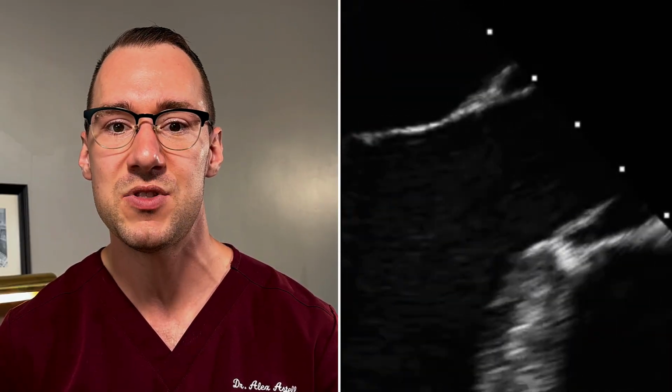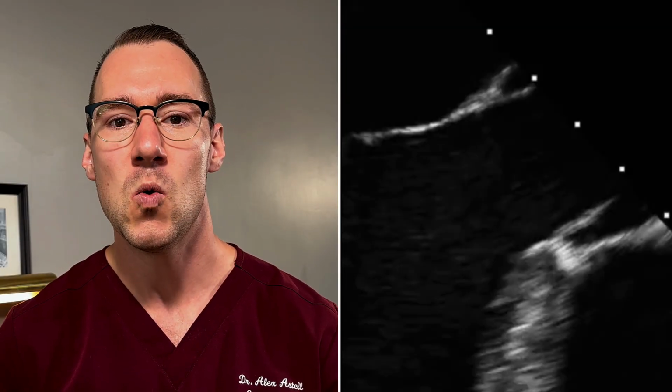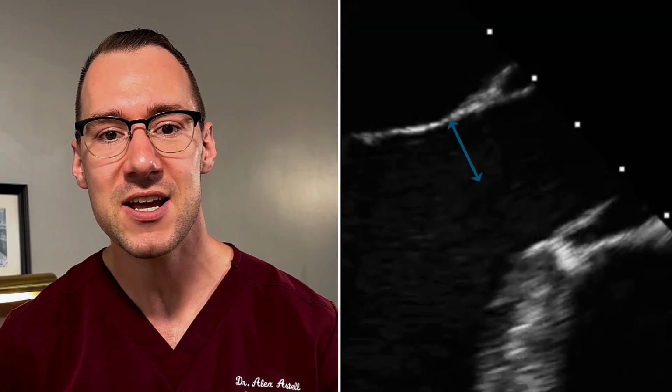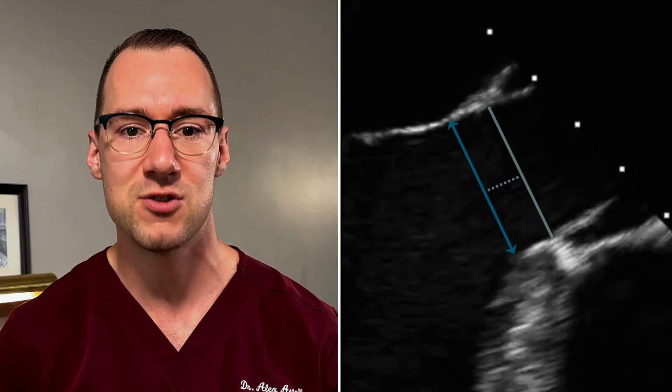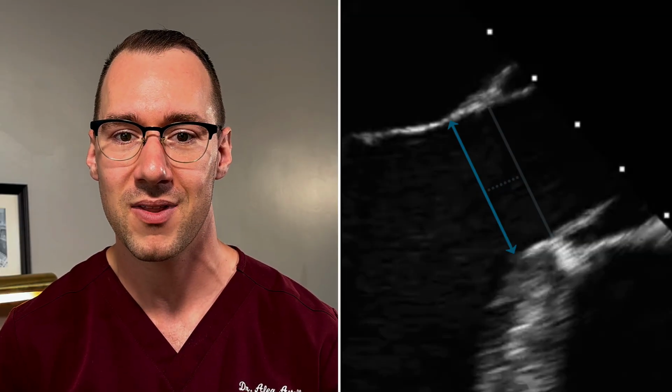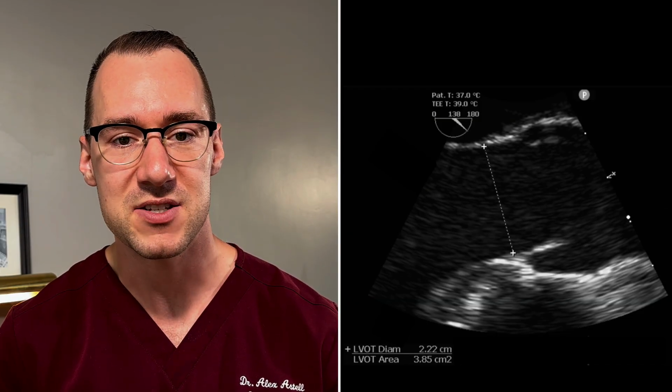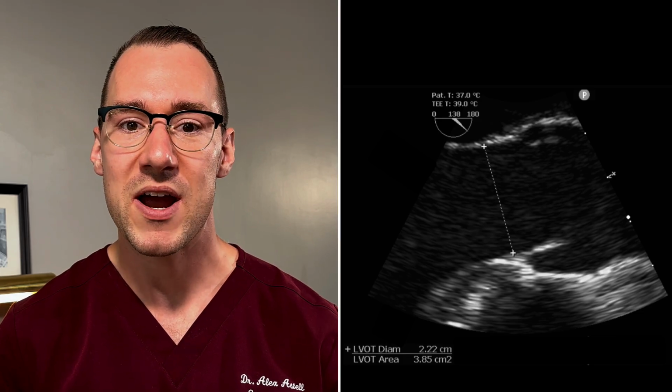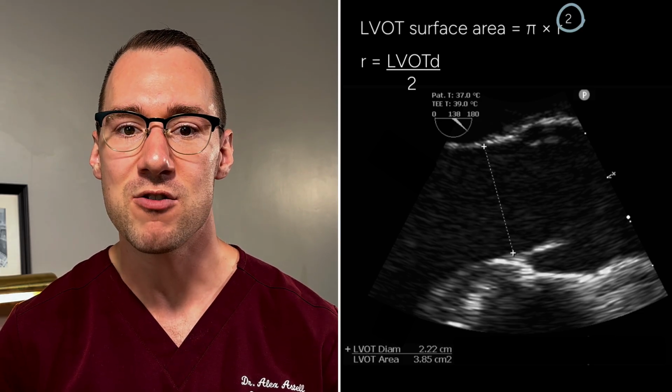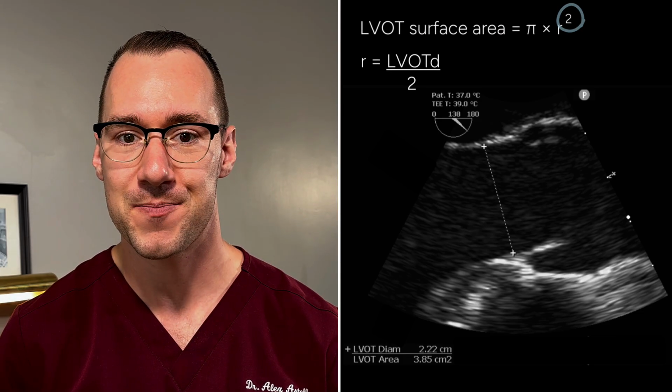When we're happy with our alignment, we zoom in on the LVOT and freeze the image in systole with the valve leaflets open. We can then measure from inner edge to inner edge, approximately 5 millimeters below the level of the valve. We need to be careful in making this measurement, as this value is squared in our final calculations, any errors we make here will also be squared.